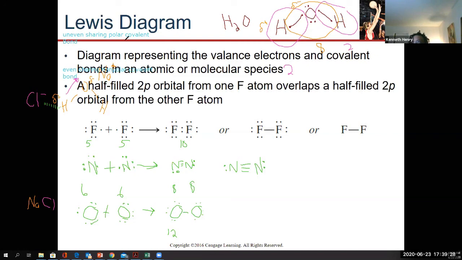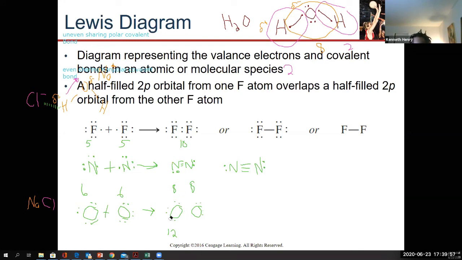Does that meet the octet rule? We'll erase this one. So that's 2, 4, 6, 8. This one has 8 around it. This one has 2, 4, 6. Does that work? No. Not even. Okay, so neither of those work. Darn it. Back to the drawing board.